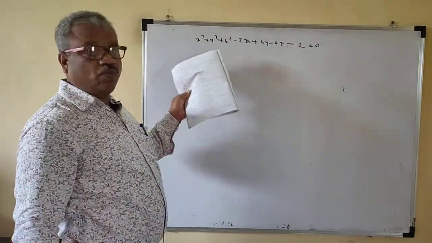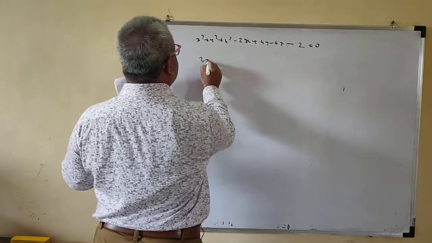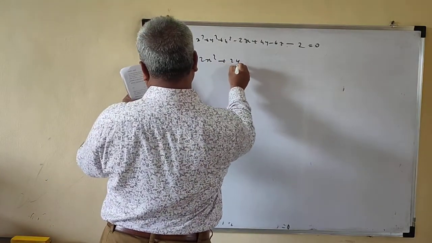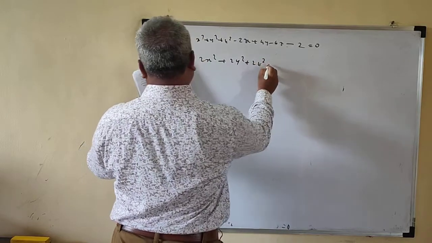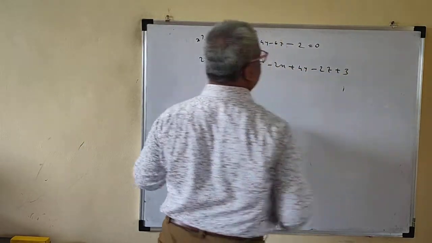Coefficients of x, y, z are 1 here. One, no problem. So what happened? The coefficients of x², y², z² are not 1. If your sphere is like this: 2x² + 2y² + 2z² minus twice x plus 4y minus 2z plus 3 is equal to 0.